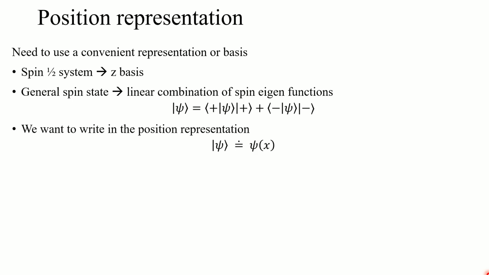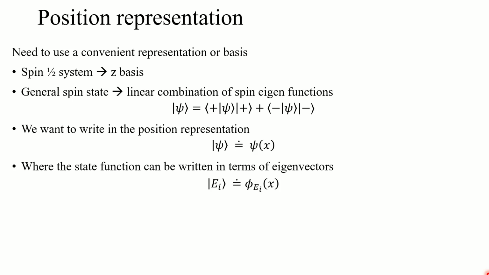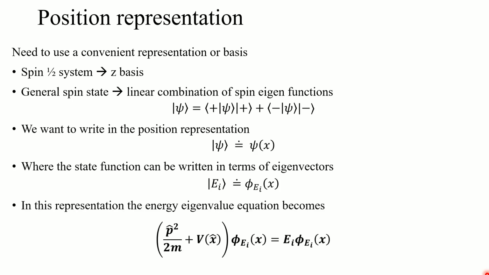And today we're essentially going to go through what this means and try to sort it all out. In this case, the energy eigenfunctions or eigenvectors written in the position representation have their own sort of wave functions that we are going to use this notation for. In this representation, our energy eigenvalue equation becomes this, where that Hamiltonian operator is acting on our energy eigenfunctions, these phi terms, and it equals the energy eigenvalue, the energy of that eigenfunction, times that eigenfunction.